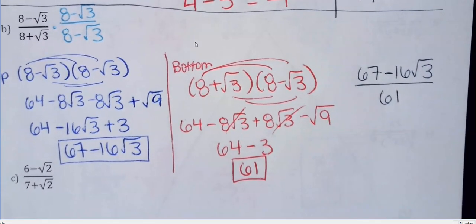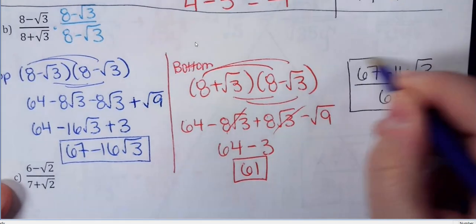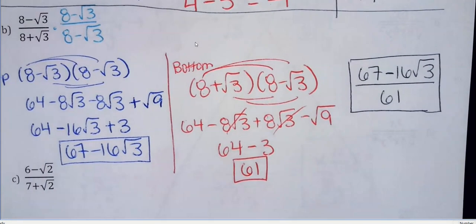In that case, if 67, 16, and 61 all have something in common, you might be able to reduce, but that really does not happen here. They don't have anything in common. And I know that looks really complicated, but your whole goal is no radicals in the bottom, so that is going to be your answer there, all simplified.